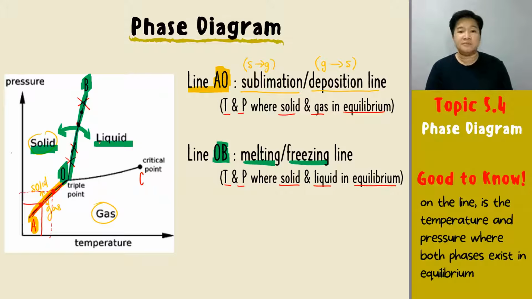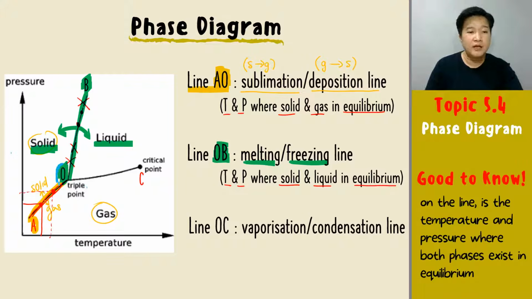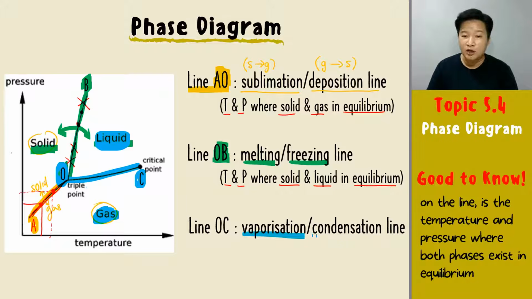Simple? Easy. From the trend, you already know that the next line we are going to explain is your line OC. You can see from here, your line OC is between your liquid and your gas. So the name of the line OC will be vaporization and condensation. The changing from your gas to your liquid and your liquid to your gas. That is your vaporization and condensation.